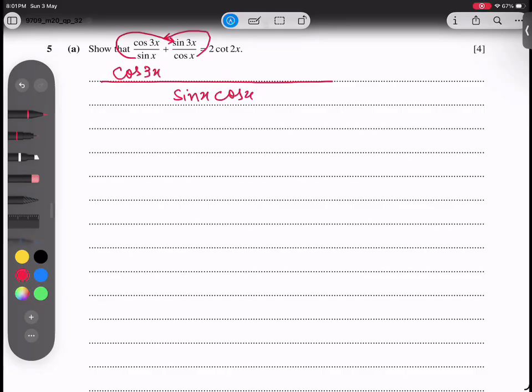So cos 3x into cos x plus sin 3x into sin x. Okay, I have started from the left hand side. This is a very clear approach.